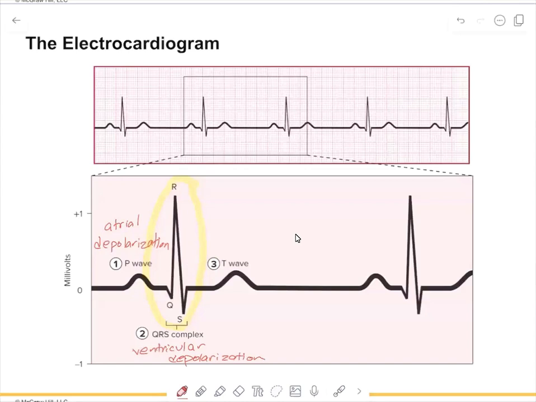The T wave is responsible for ventricular repolarization. And you can see how it kind of looks just like the P wave. The only difference is it comes after the QRS complex.